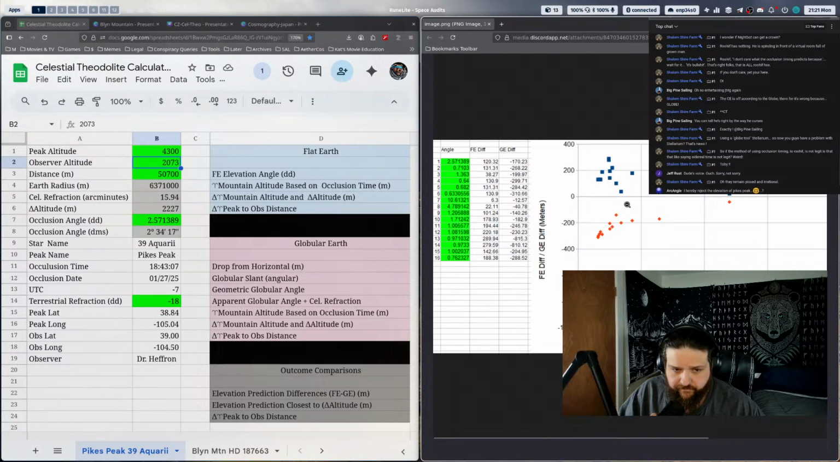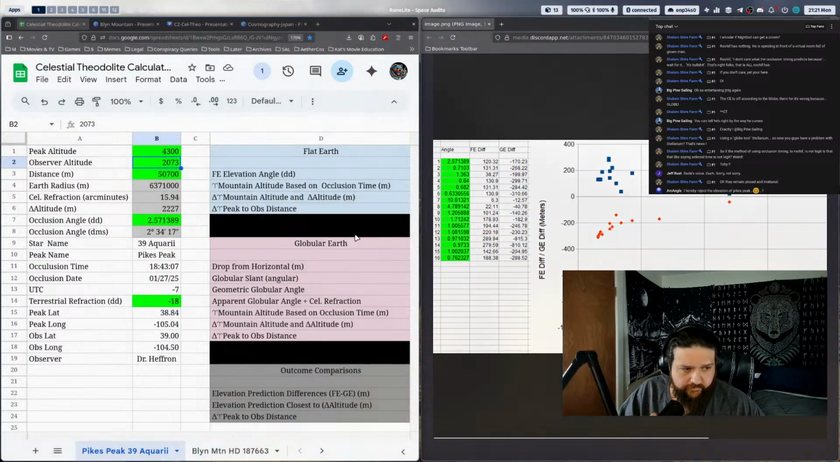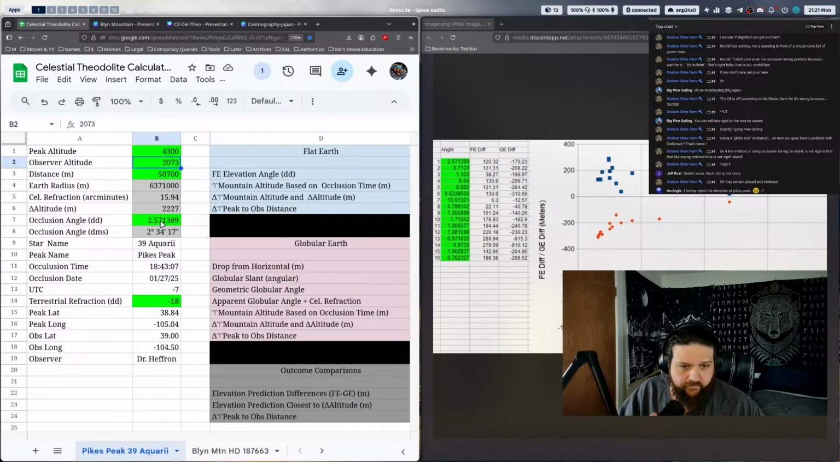B7 is for the angle, the actual geometric one you calculate using rise and run, your arctan, and the other two are E23, I think. B7's occlusion timing.